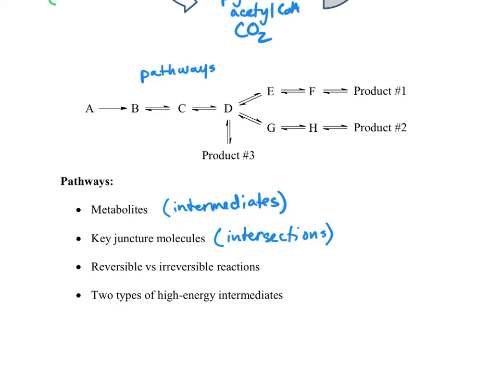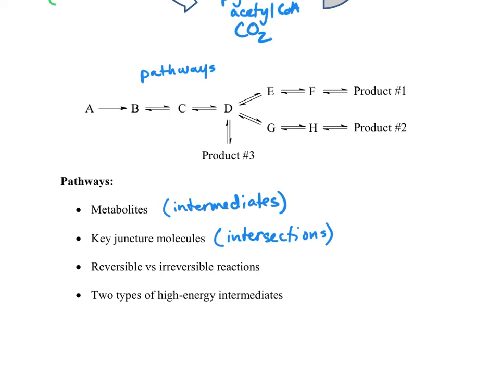Notice something though, it's important. If there's one reaction that is irreversible in a pathway, that means the entire pathway is irreversible. We can go from A to product 1, but there's no way for us to get from product 1 back to A unless we go by some different route. So that's going to be important a little bit later.